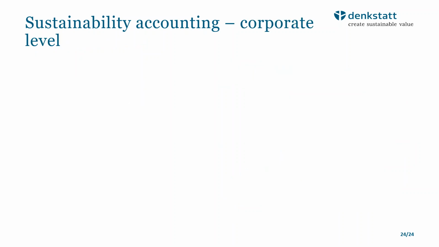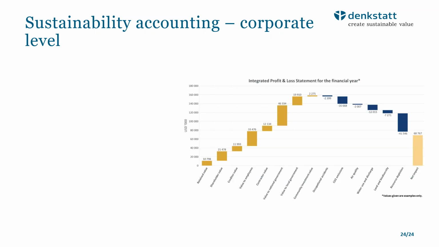And then from operations, we can even move on to the corporate level. And when I say the corporate level, I really do mean the entire impact of a business. What we have here is something called the integrated profit and loss statement that we developed for a client. So it's basically taking your profit and loss account and extending it with environmental and with social issues.